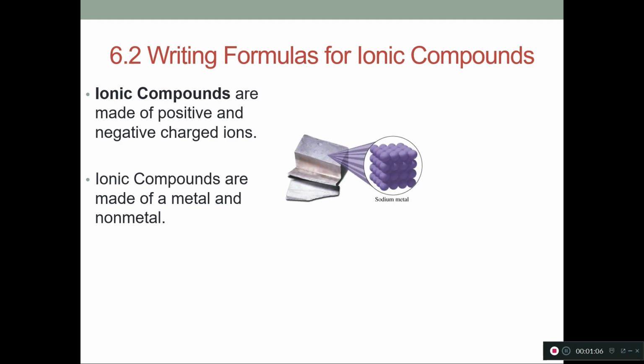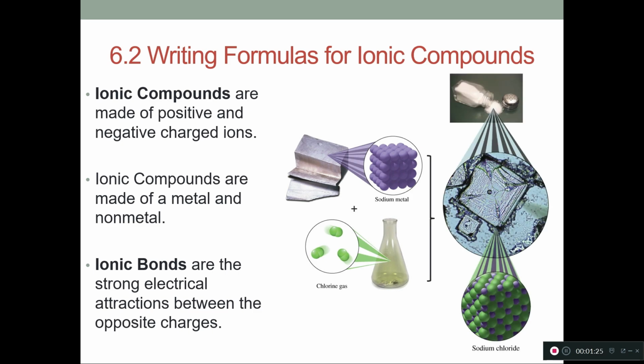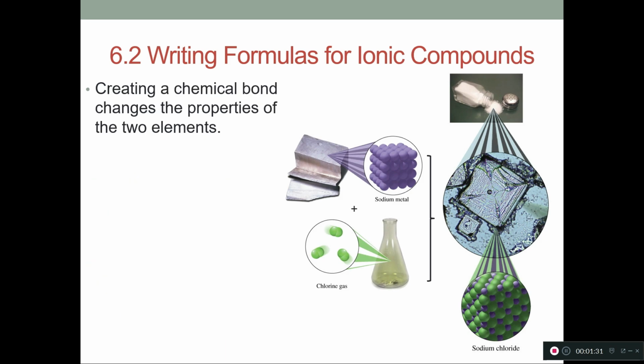And so we can think of something like a metal like sodium and a nonmetal like chlorine gas. And so ionic bonds can form between sodium and chlorine, and these are strong electrical attractions between the opposite charges. So when we mix sodium and chlorine, we can get sodium chloride, which is just table salt. So creating a chemical bond changes the properties of the two elements.